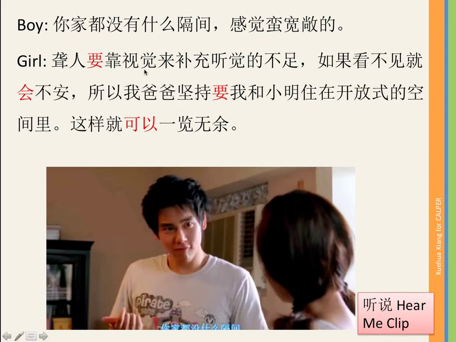聋人要靠视觉来补充听觉的不足，如果看不见就会不安，所以我爸爸坚持要我和小明住在开放式的空间里，这样就可以一览无余。So you can see the modal verb 要 gives the sense of something necessary, something needed, no ambivalence there, it just has to be done. 会 gives the idea of natural tendency. 可以 gives the idea of if so desired, it's doable, it's now facilitated, it's possible.